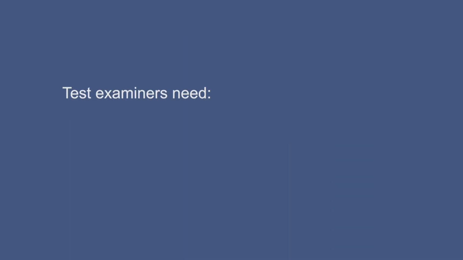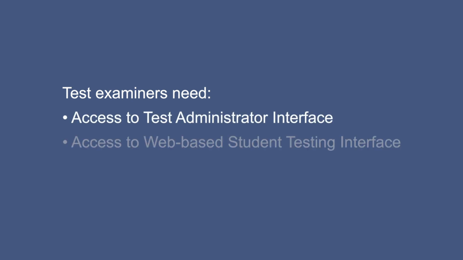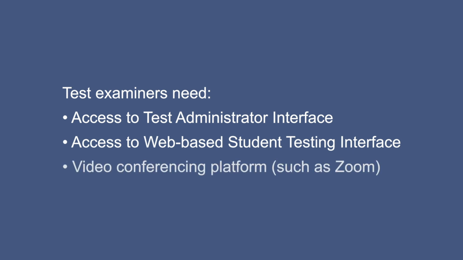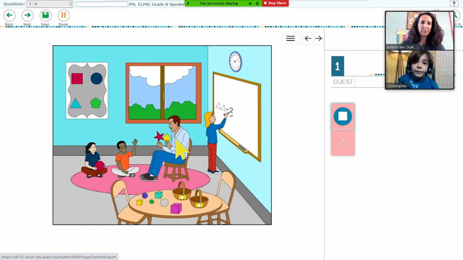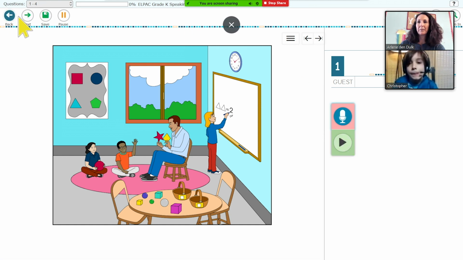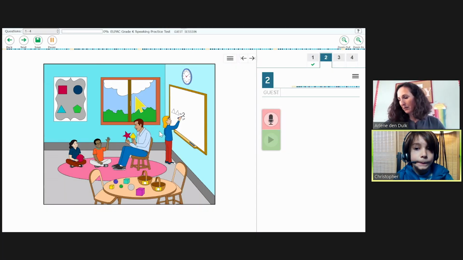Remote K-12 speaking administration requires use of the Test Administrator interface, the web-based student testing interface, and a video conferencing platform like Zoom or Google Classroom. The test examiner will display the test through that non-secure video conferencing platform. For this tutorial, the test examiner will be using Zoom. You may use one or two devices for this administration. If using two devices, Zoom and the student testing interface can be open on one, and the test administrator interface open on the other. We will be demonstrating the test administration with one device in this tutorial.